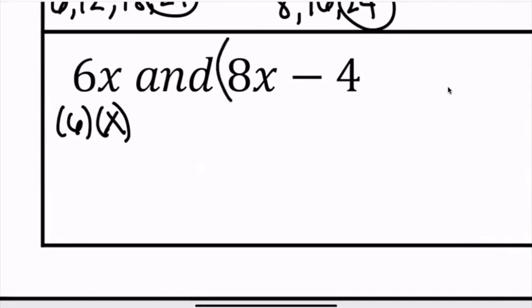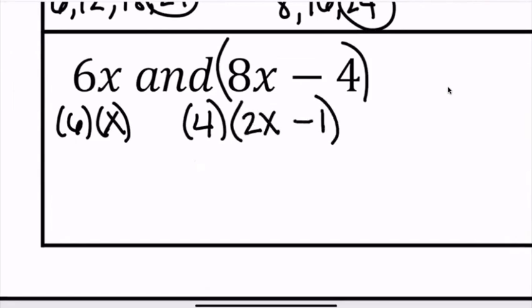This is its own factor, remember? I'm going to see if I can take anything out of that. Both of those terms can be divided by 4. If I divide those by 4, I would get 2x minus 1 inside those parentheses. So my first term here has 2 factors, 6 and x. My second set here has 2 factors, 4 and 2x minus 1.